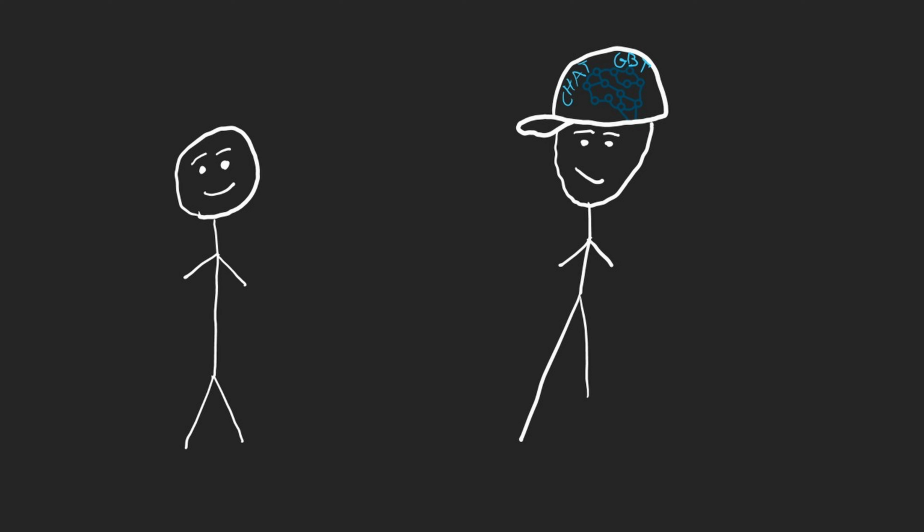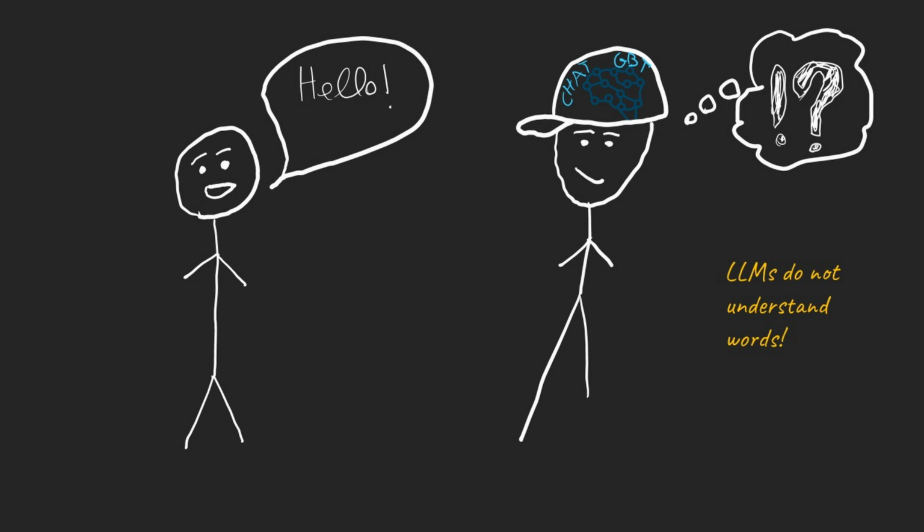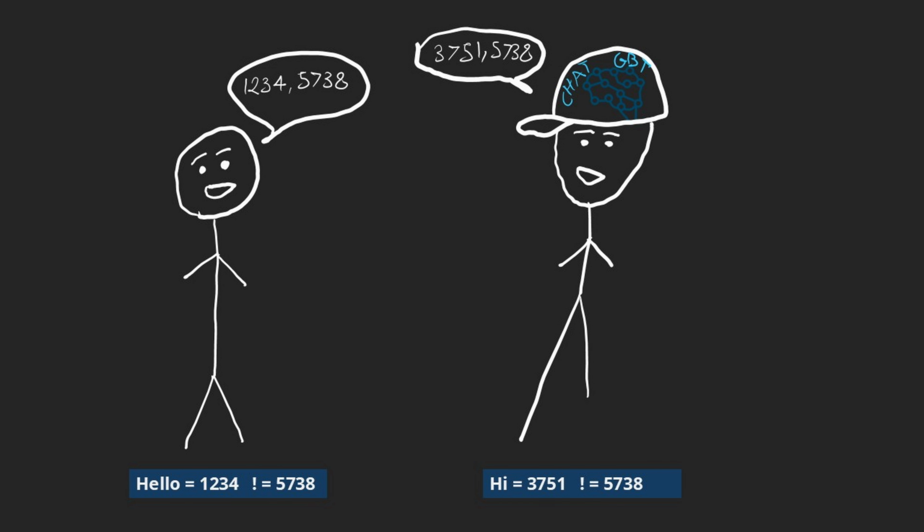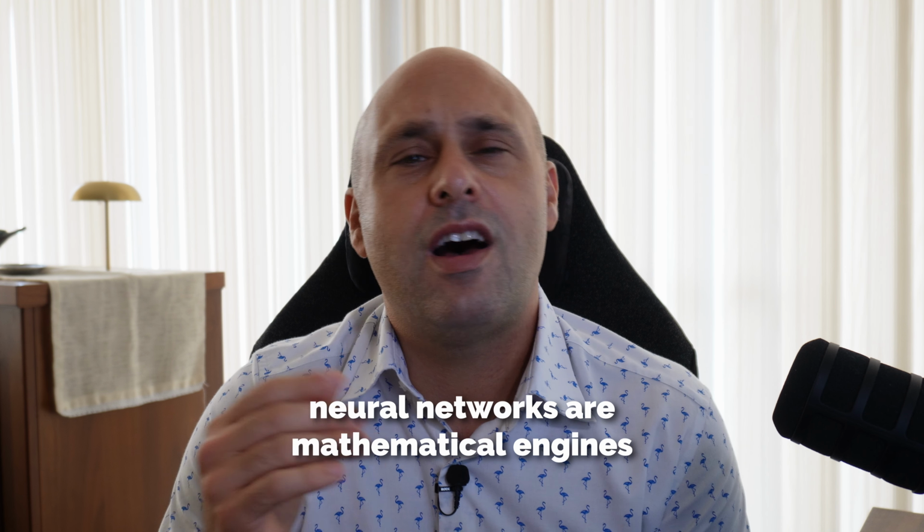A common misconception is that large language models can understand words. They don't. Words are first broken into tokens, which are converted into numbers. That's a simplistic explanation. And why do they use numbers? Because neural networks are mathematical engines, so they need to perform calculations on those numbers. They can't do it on text.